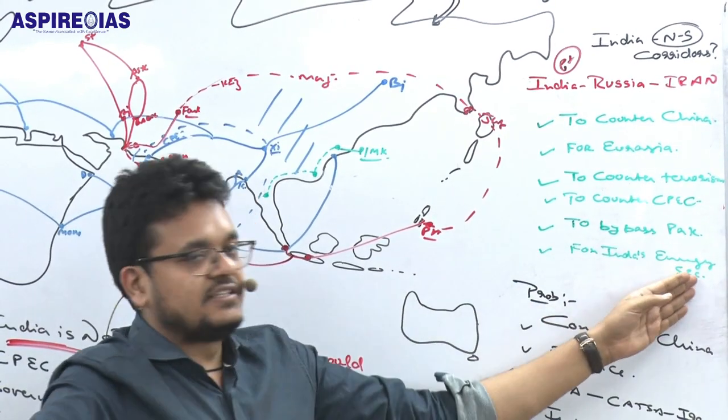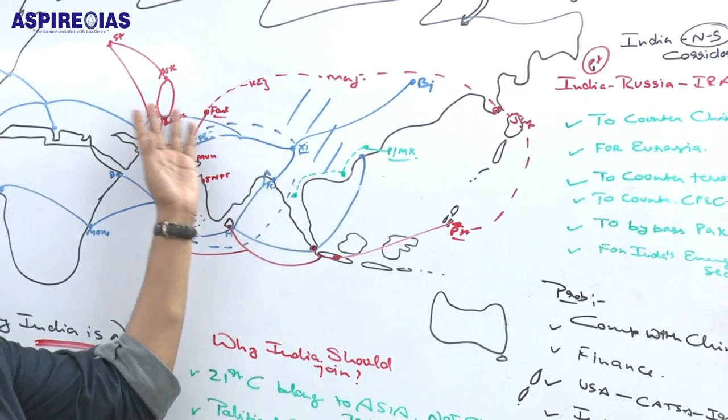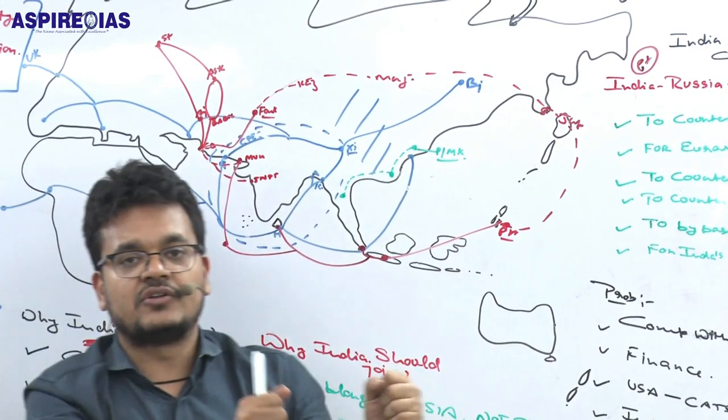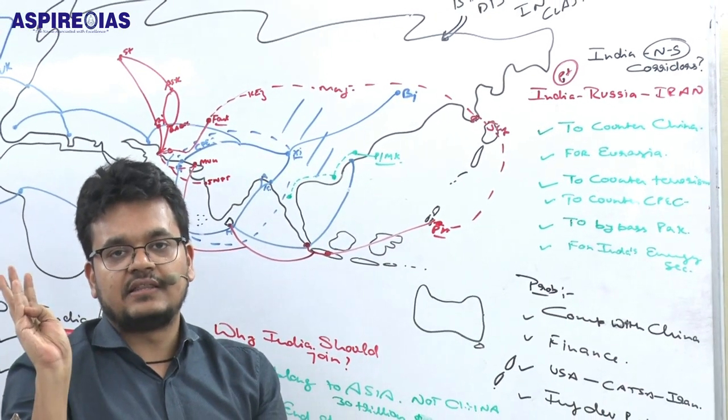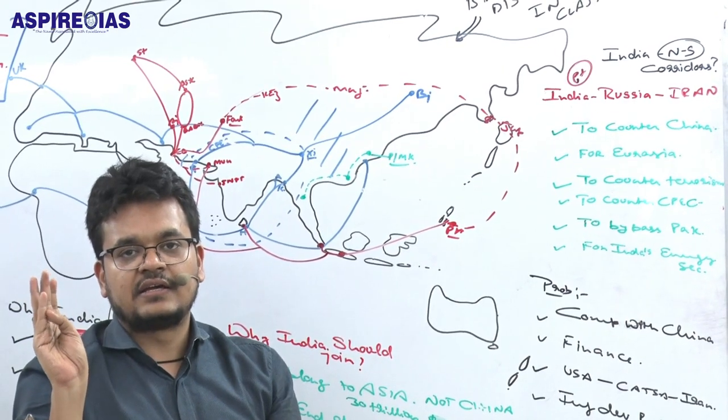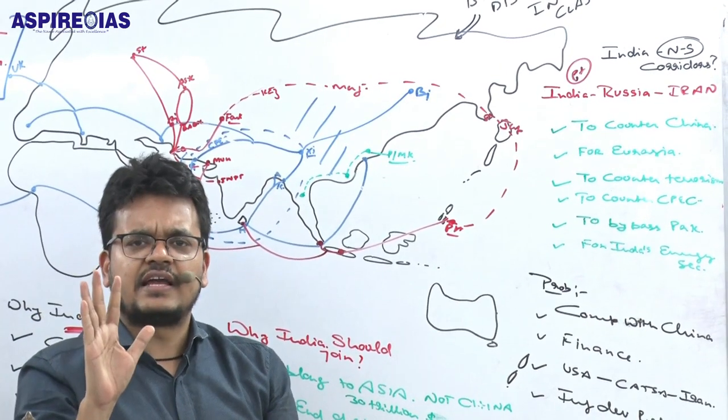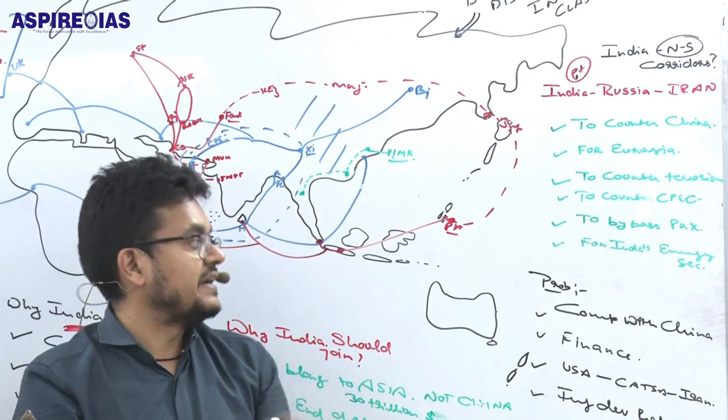And for India's energy security from Central Asia, by this we can make our Central Asia ties very strong. Three countries of Central Asia border China: Kazakhstan, Tajikistan, Kyrgyzstan. And we are making China pressurized from the western side.